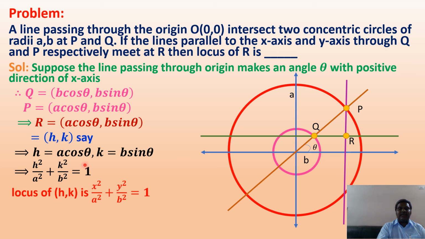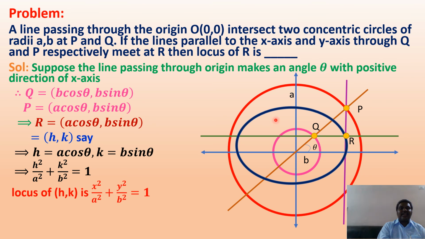Let us see the locus. This is my locus. The locus is an ellipse. Once more, the locus of the required point of intersection is an ellipse, that is x square by a square plus y square by b square is equal to 1. So the entire problem is related to the parametric equations. Here we are using the parametric equations of straight line. Understand? So the locus of H comma K is x square by a square plus y square by b square is equal to 1.